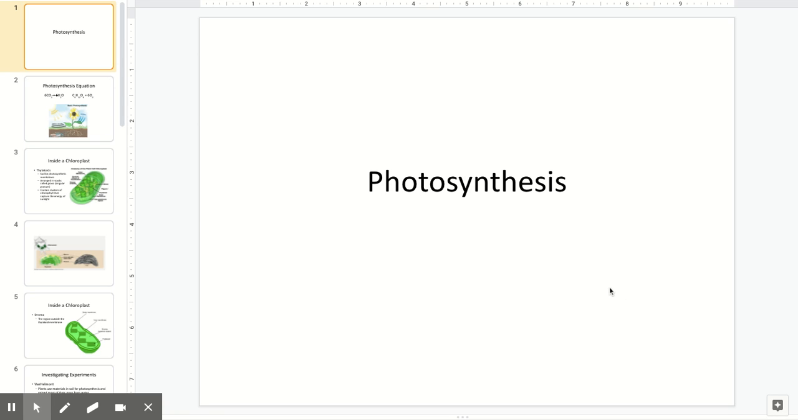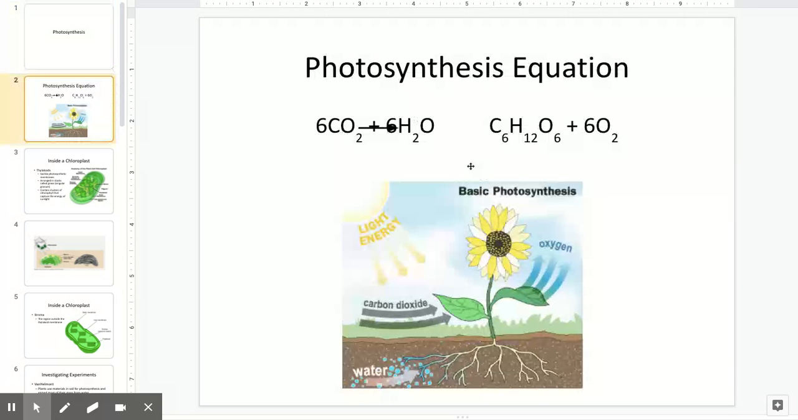Hi, in this presentation, we're going to talk about photosynthesis. And in talking about photosynthesis, we want to start by looking at the equation. So here's the equation for photosynthesis.